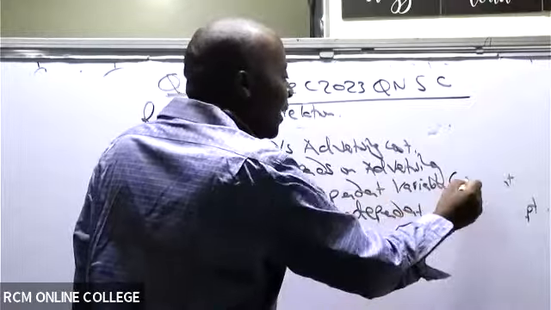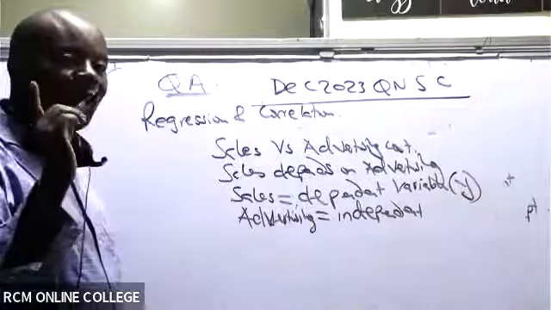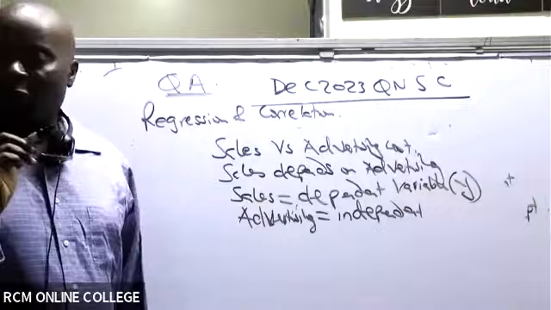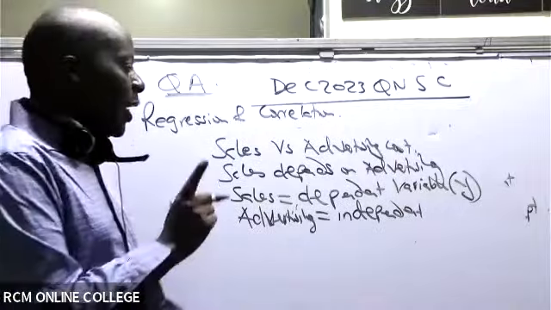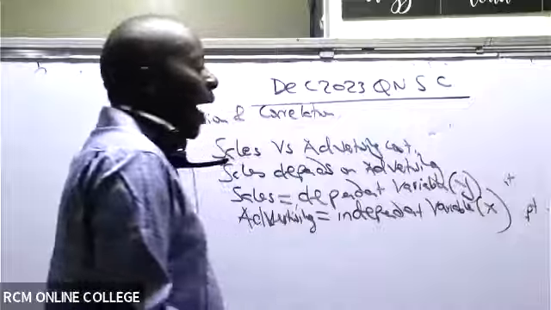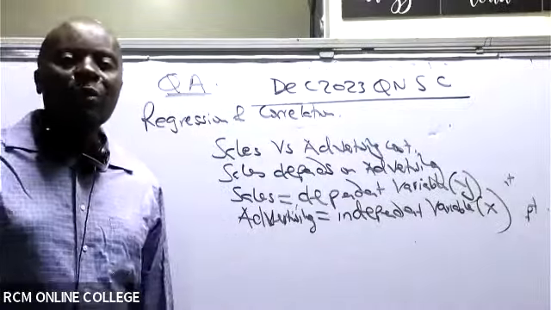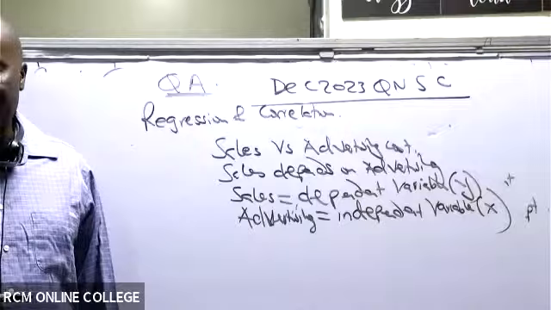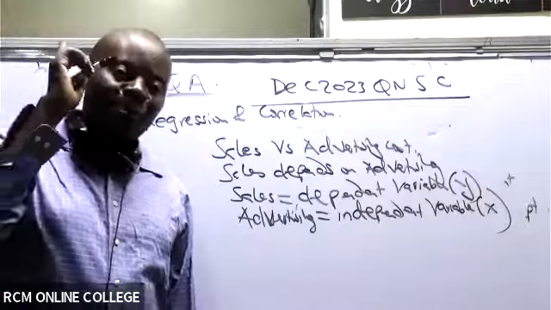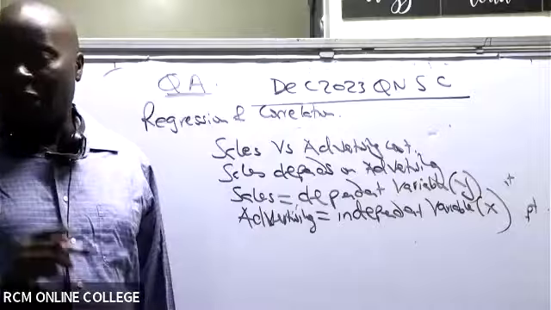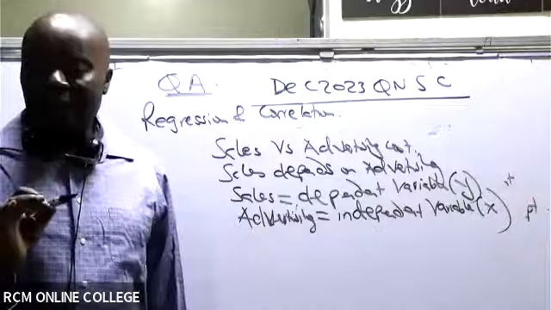Remember, the dependent variable is always your Y variable. And then we have an independent variable. The independent variable will be your X. So always remember, dependent is Y and the independent is X.